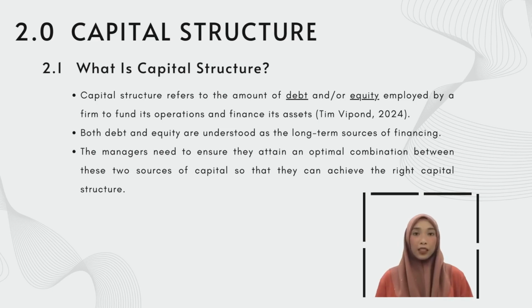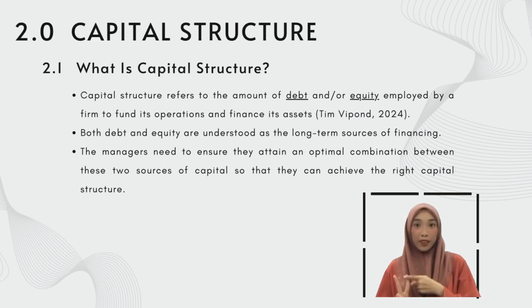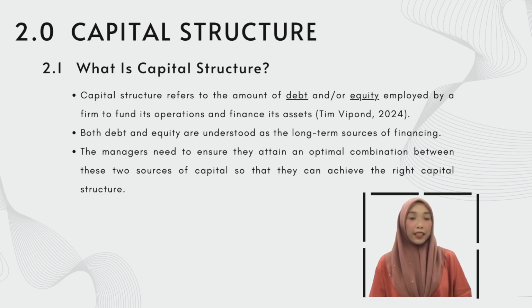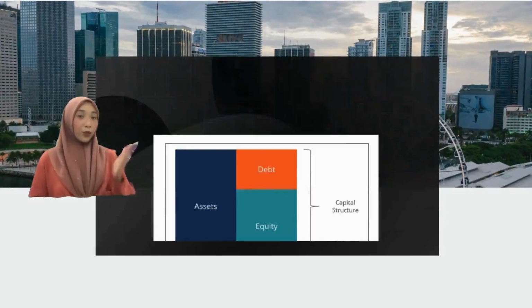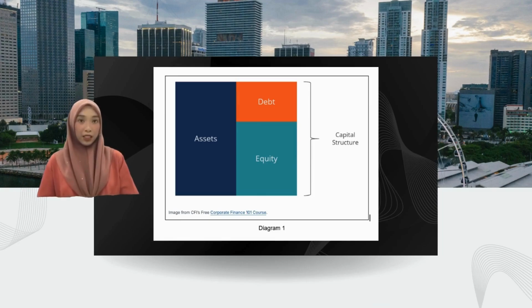What is capital structure? Capital structure refers to the amount of debt and/or equity employed by a firm to fund its operation and finance its assets. Both debt and equity are understood as the long-term sources of financing. The managers need to ensure they attain an optimal combination between these two sources of capital so that they can achieve the right capital structure. So here is the diagram of capital structure that includes both debt and equity.